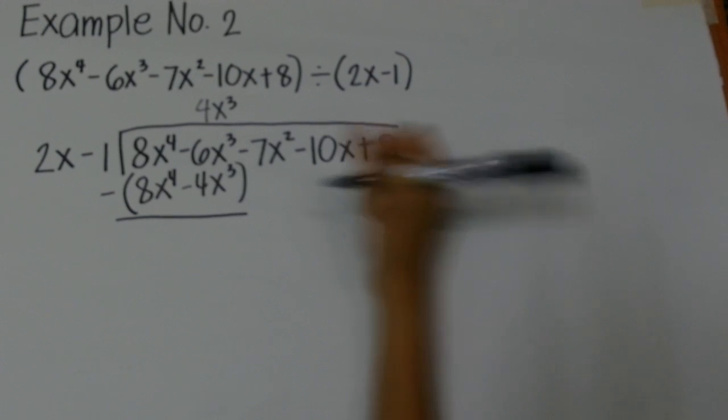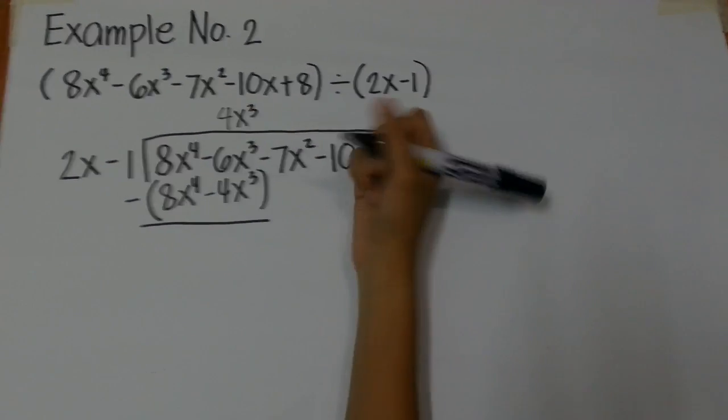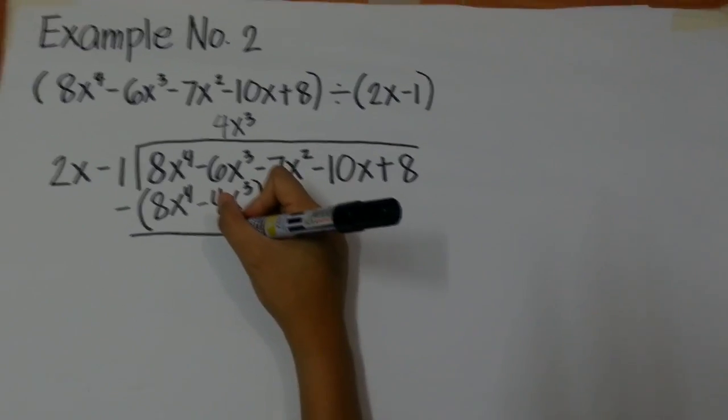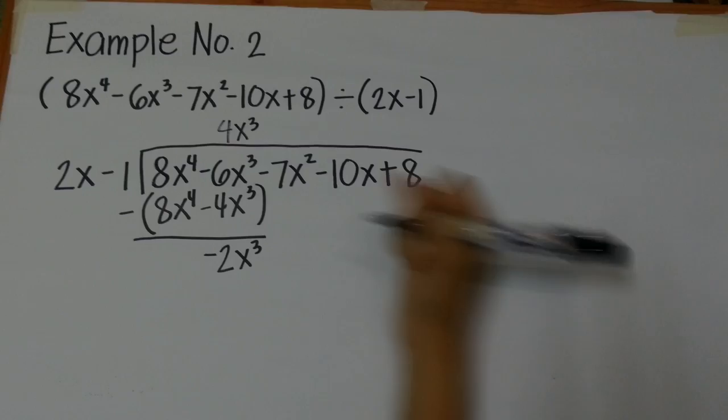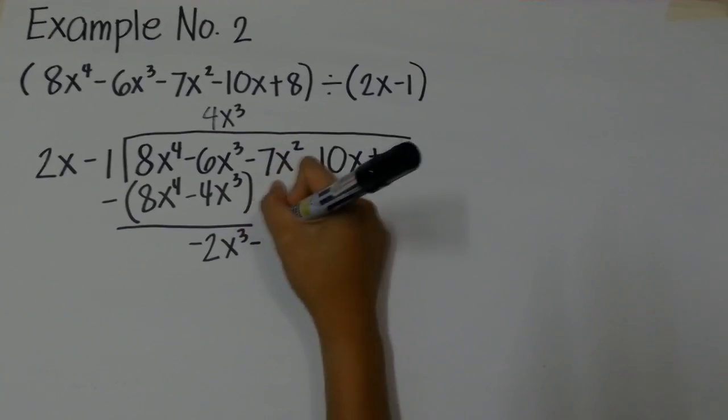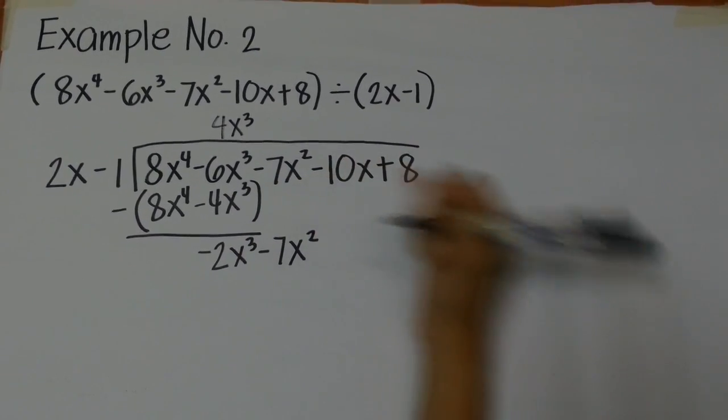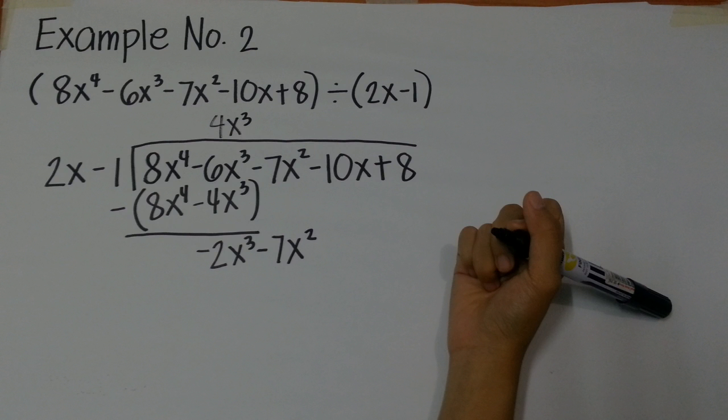Subtract. 8x to the 4th power minus 8x to the 4th power is equivalent to 0. Negative 6x cubed minus negative 4x cubed is equivalent to negative 2x cubed. Bring down negative 7x squared and we have a new polynomial.